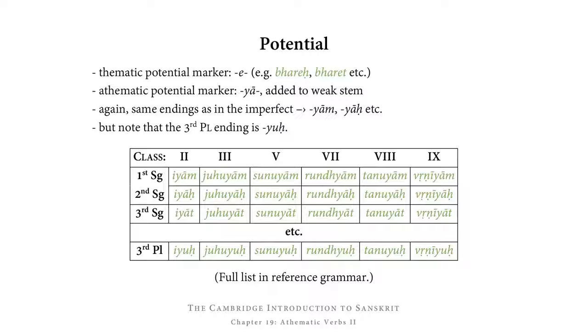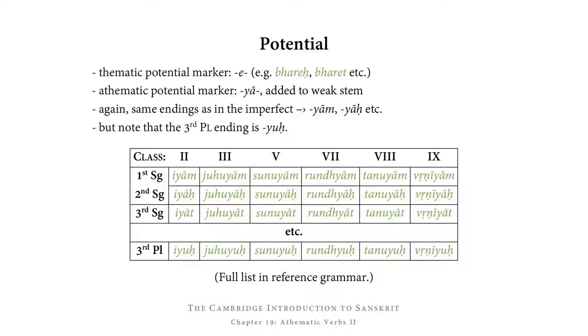On to the potential then. In thematic verbs, we saw the potential marker e at the end of the stem. So for example, second singular barech, third singular pareit, and so on. In a-thematic verbs, we find the potential marker ya instead, and this ya is added to the weak stem.